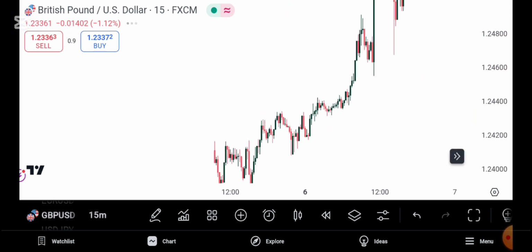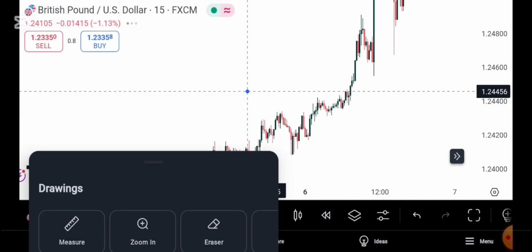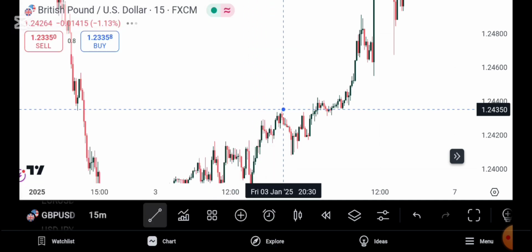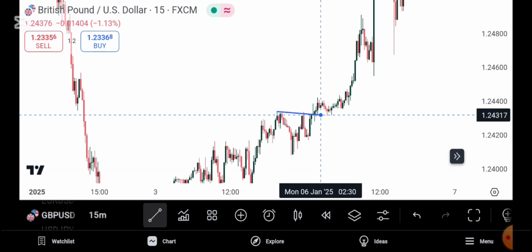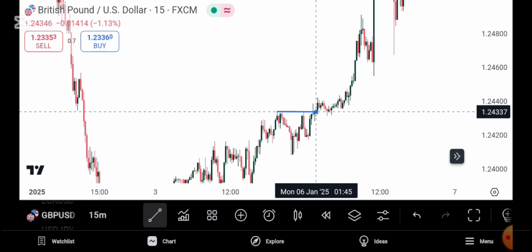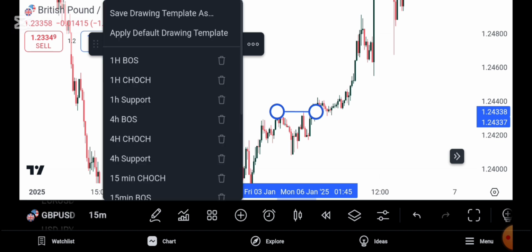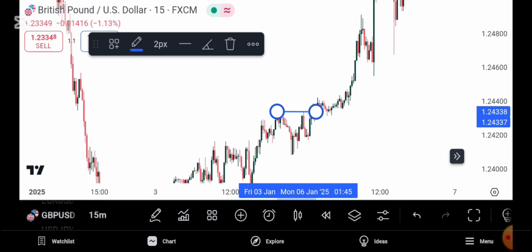I use smart money concept, so let me show you. This was a break of structure at this point. I want to start at this point to show you the different structures that the market is forming. This is 15 minutes, so I'll drop a 15 minutes order block there.